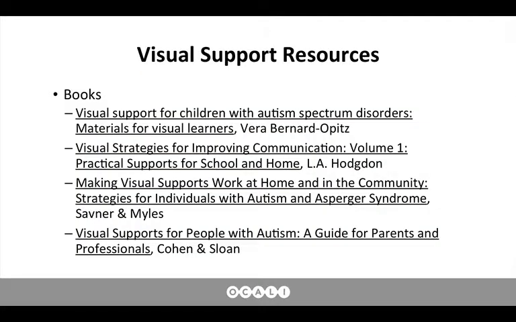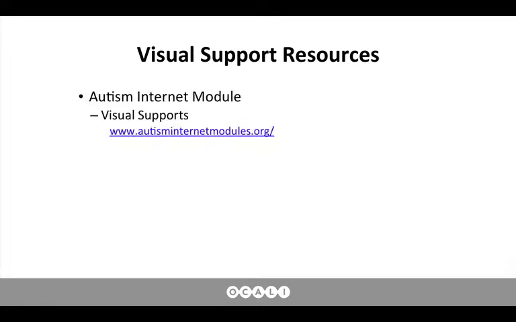These are various resources for developing and using visual supports in a wide variety of environments, including the school, home, and community environments. Here are some books to help you with visual supports. If you live in Ohio, these books are available through the OCALI Lending Library at no cost. Click on the Lending Library button at www.ocali.org for more information. There is also an AIM module on visual supports.